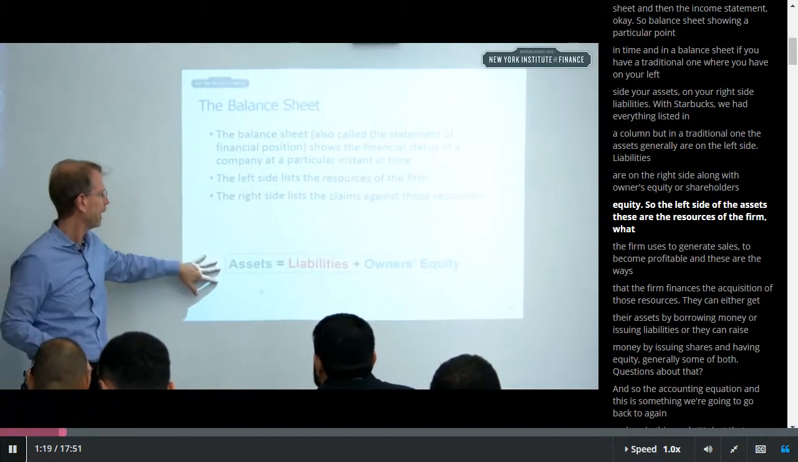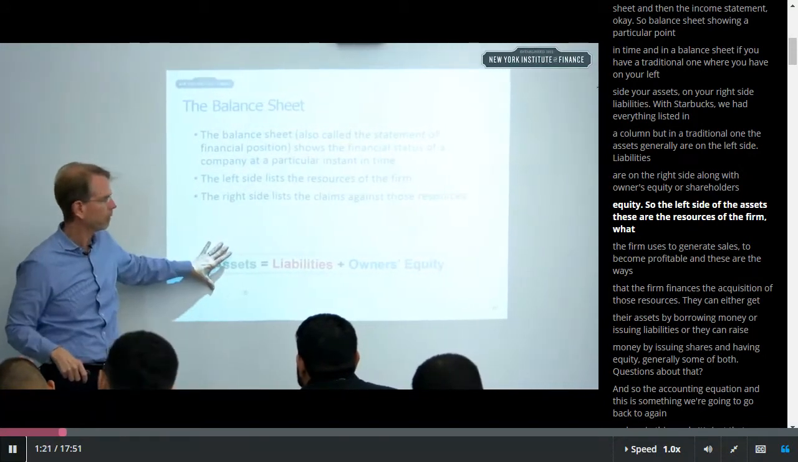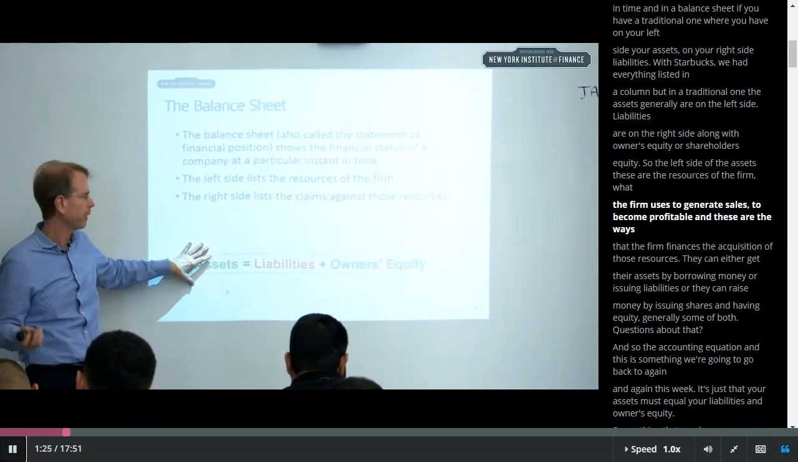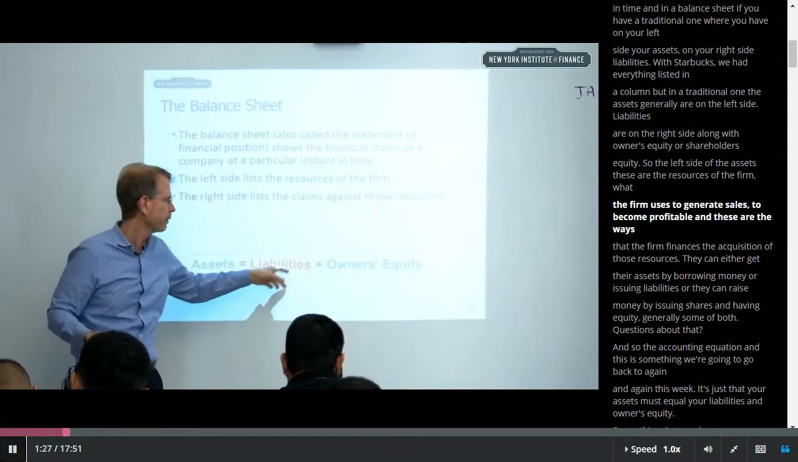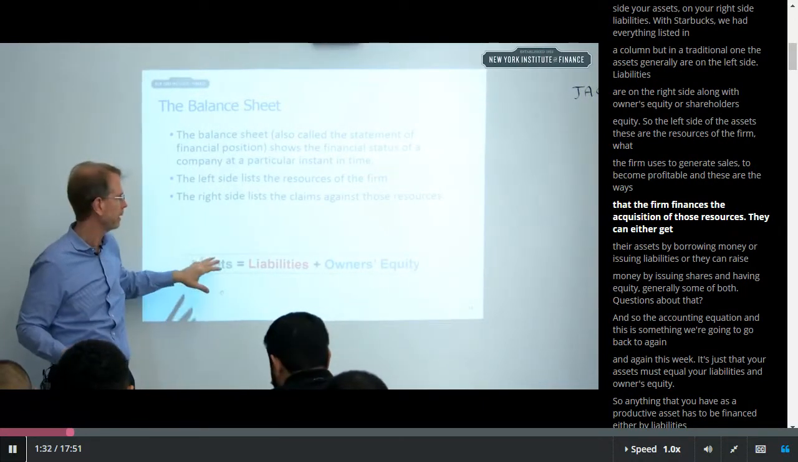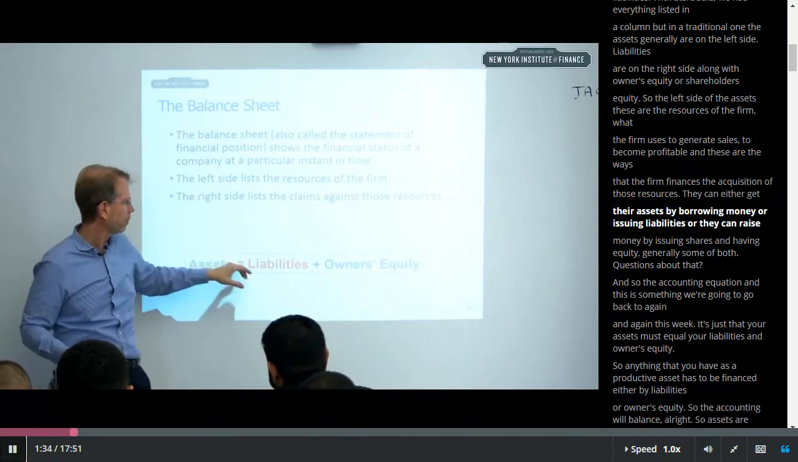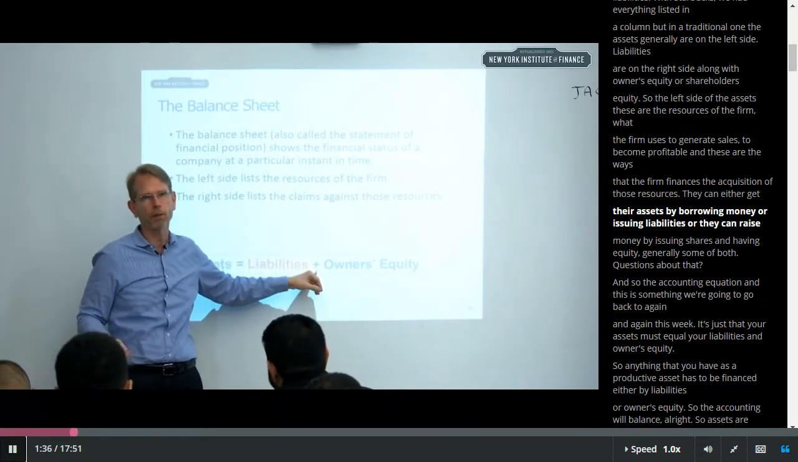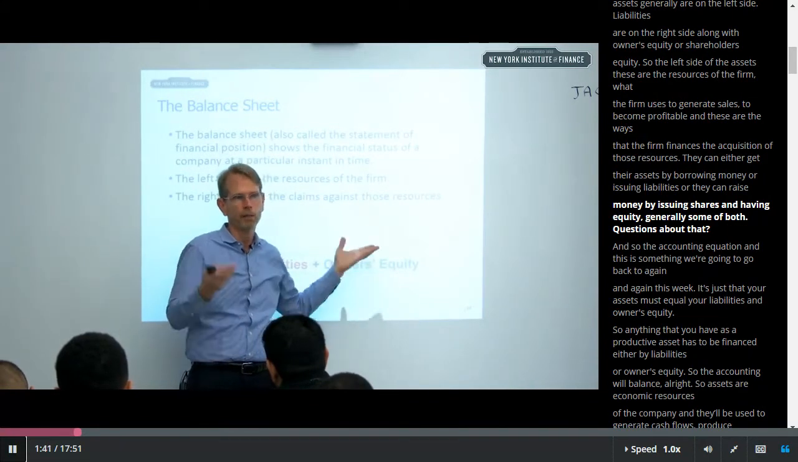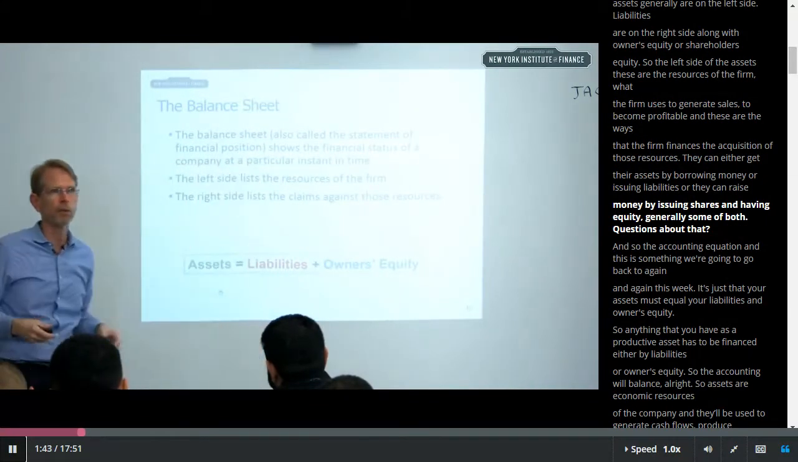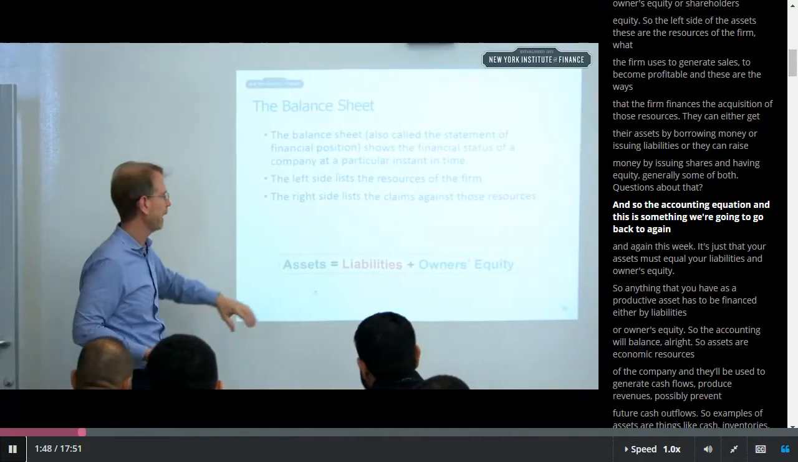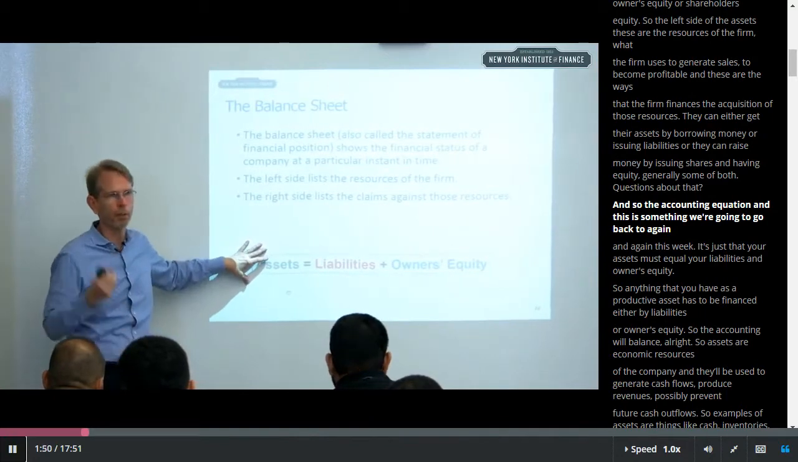So the left side of the assets, these are the resources of the firm, what the firm uses to generate sales, to become profitable. And these are the ways that the firm finances the acquisition of those resources. They can either get their assets by borrowing money or issuing liabilities, or they can raise money by issuing shares and having equity. Generally, some of both. Questions about that?